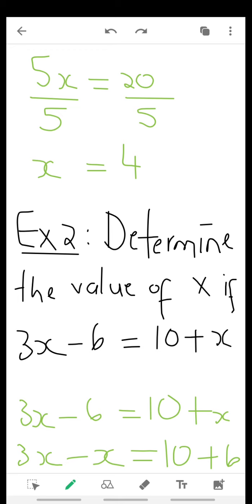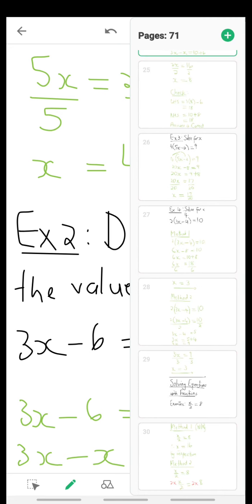Okay. Now example 2. Determine the value of x if this is the equation. Remember I said to you, terms with letters on one side, terms without letters on the other side. So we would first take the positive x to the other side, it will be minus x. And then we take the plus 6 to the other side, it would be positive 6. You agree with me? Okay. So what would be 3x minus x? It would be 2x. And then what would be 10 plus 6? It would be 16. So let us go to the next slide.